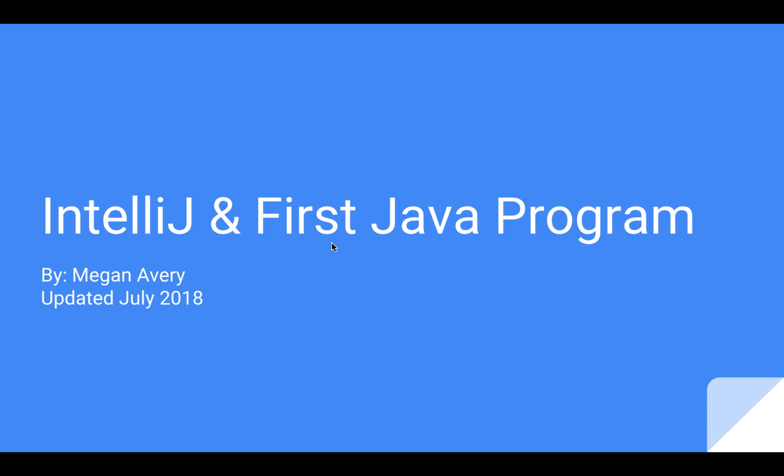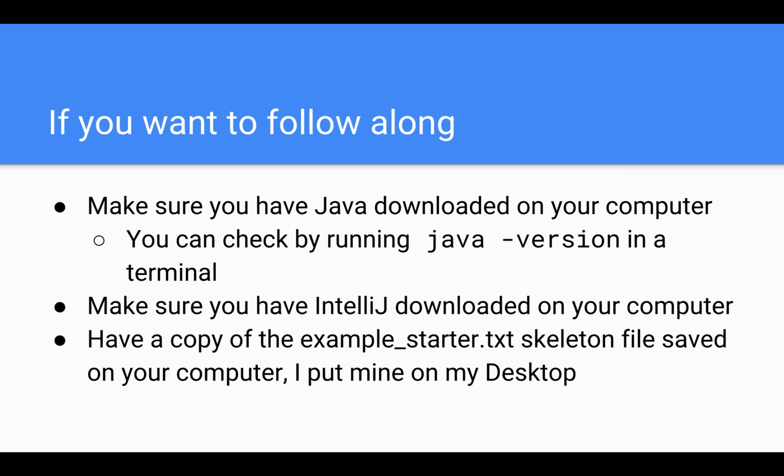This tutorial is going to cover IntelliJ and creating a first Java program in IntelliJ. If you want to follow along, make sure you have Java downloaded on your computer. You can check that by running java -version in your terminal. Make sure you have IntelliJ downloaded on your computer, and there is a previous tutorial on this playlist that shows you how to do that if you don't already have it downloaded.